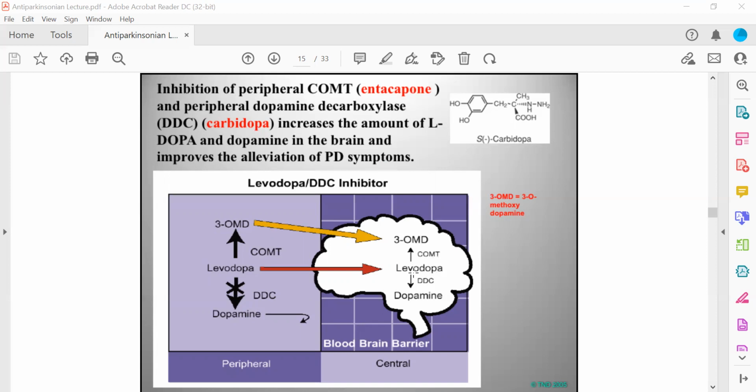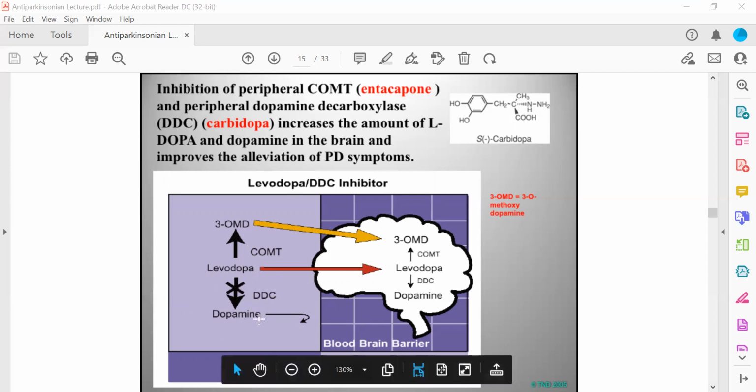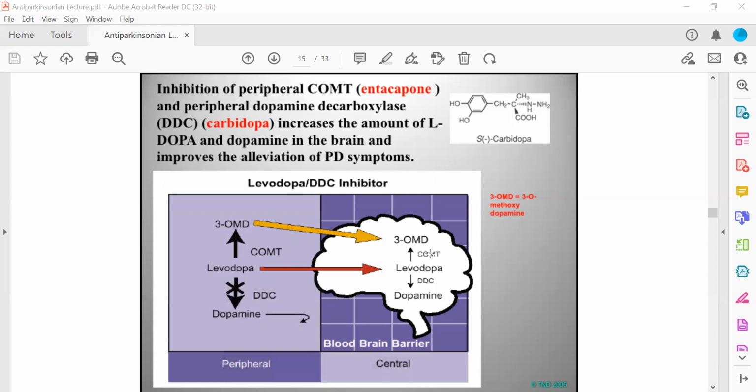So you will see that a lot of times with levodopa, they will prescribe it with carbidopa to protect it in the periphery from catabolism. And they will prescribe levodopa with carbidopa with a COMT inhibitor like tolcapone or entacapone to protect levodopa even further from catabolism in the peripheral as well as in the central nervous system. So you can see these are strategies that they use to increase levodopa concentration, but then still have the dopamine decarboxylase enzyme to convert levodopa into dopamine.